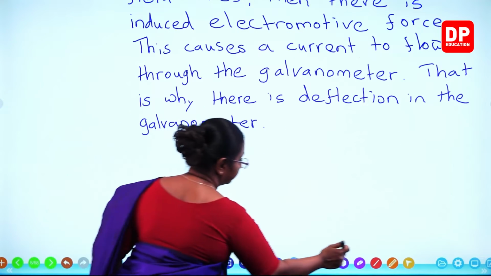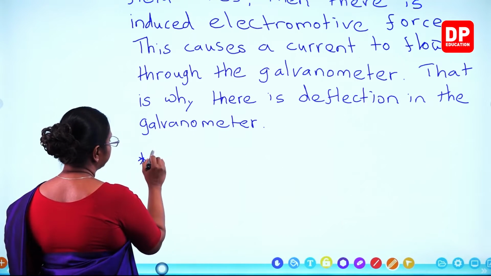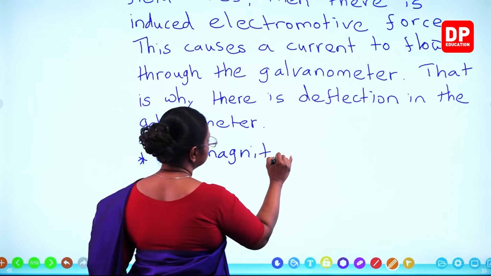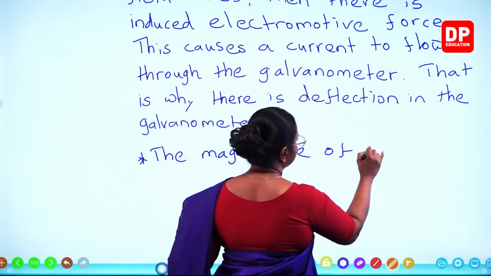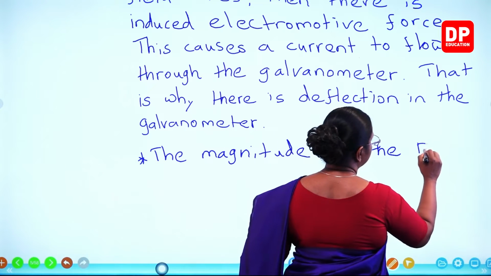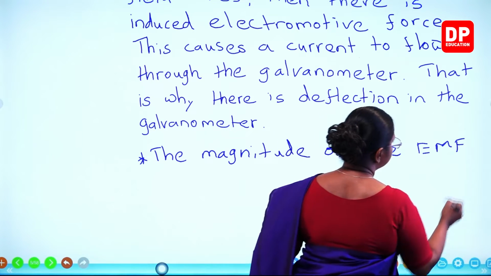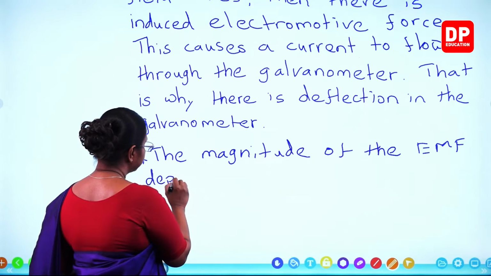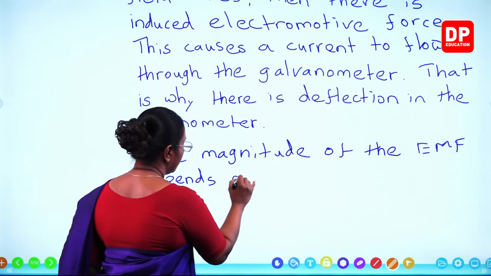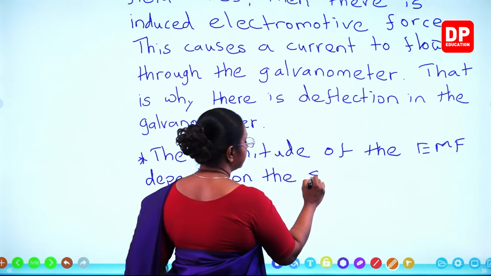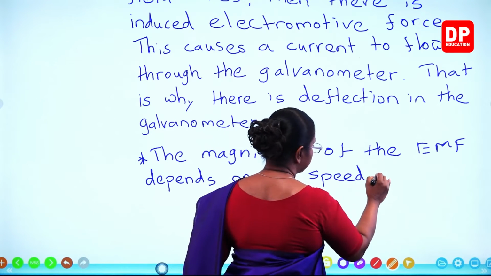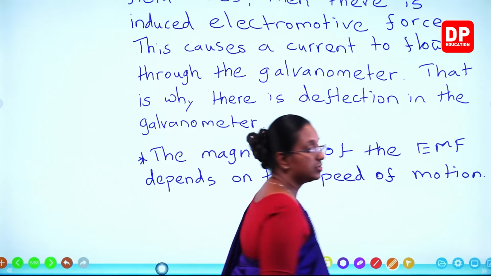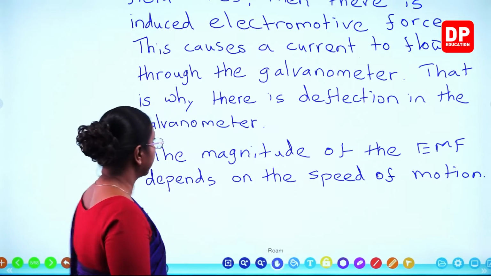The other one that you need to understand, the magnitude of the EMF. You all know what EMF is? Electromotive force. EMF depends on the speed of motion. So that is what you can understand from this activity.